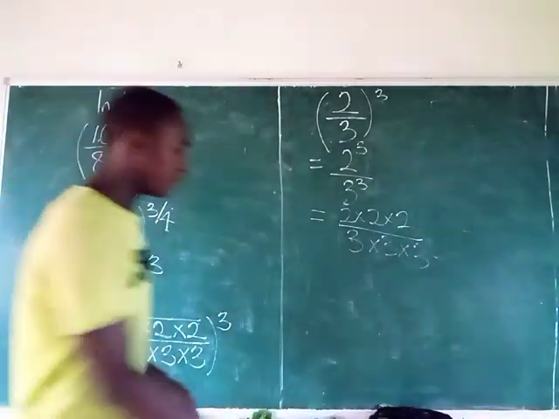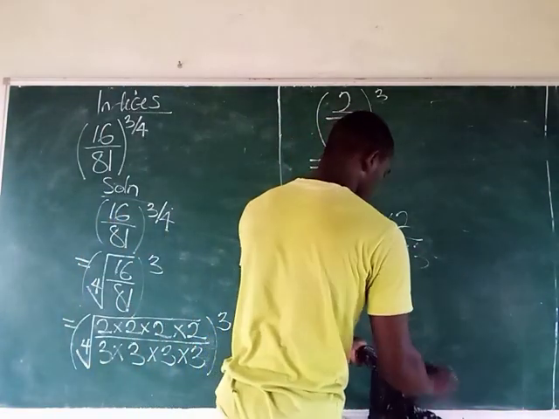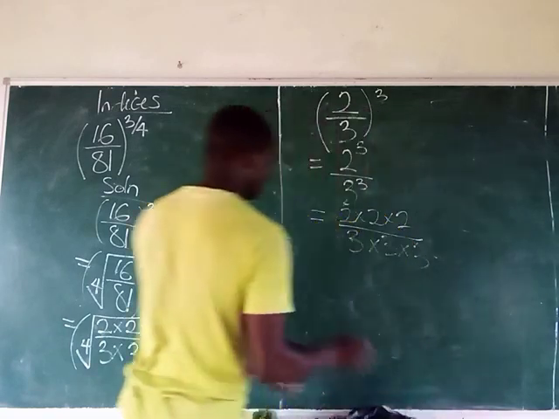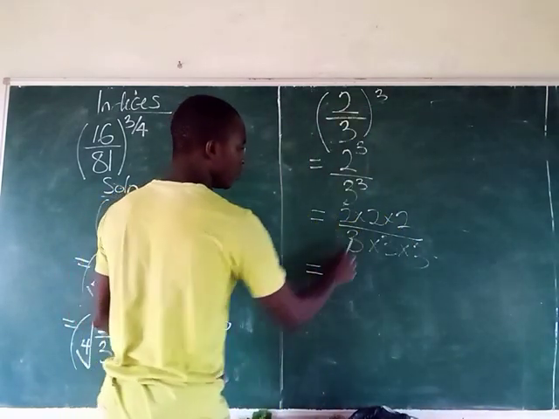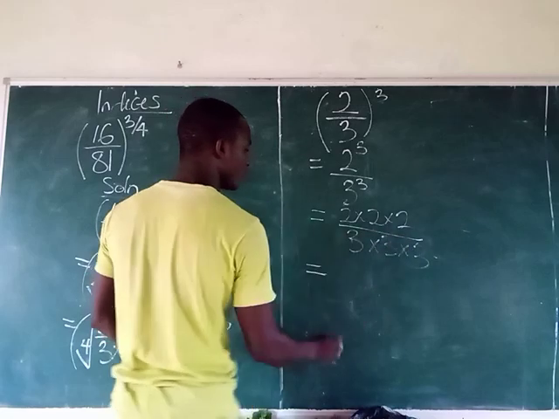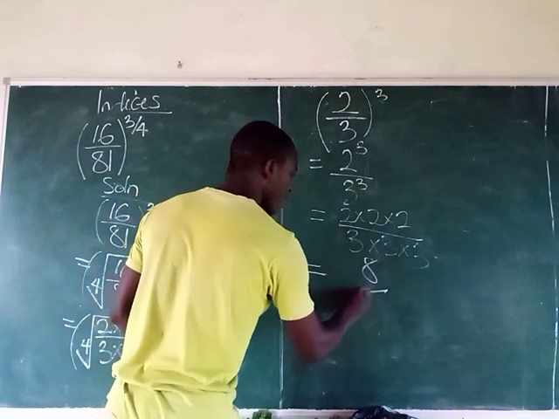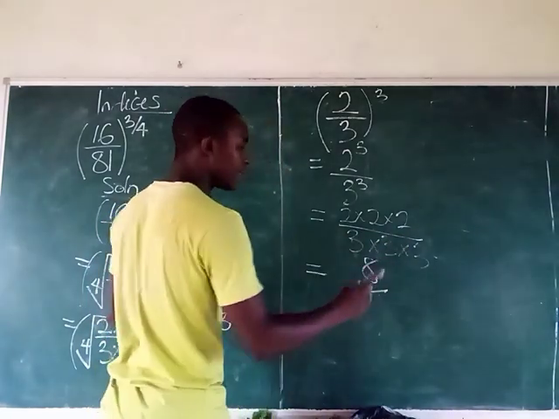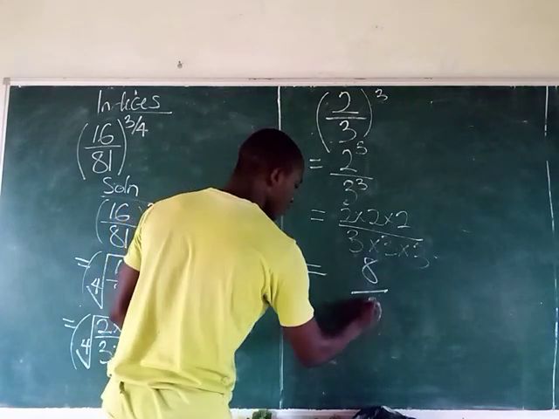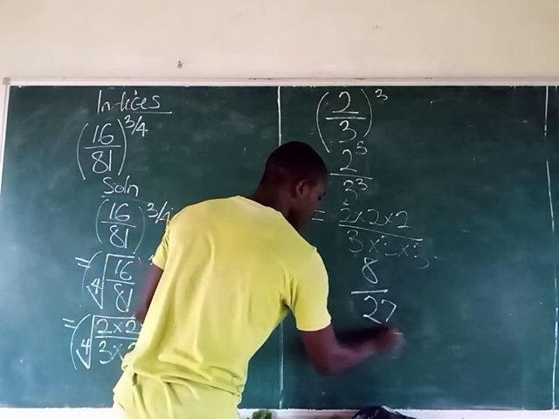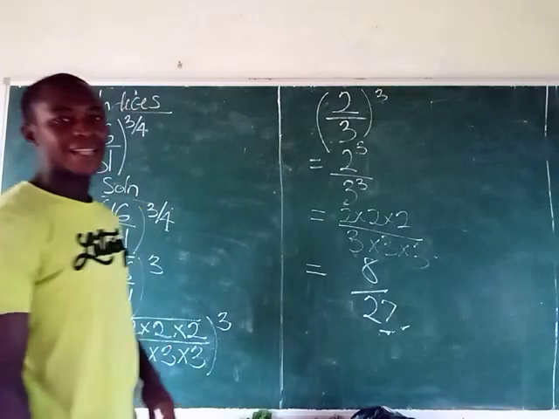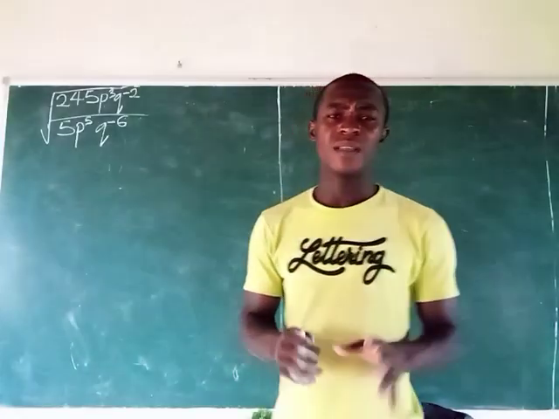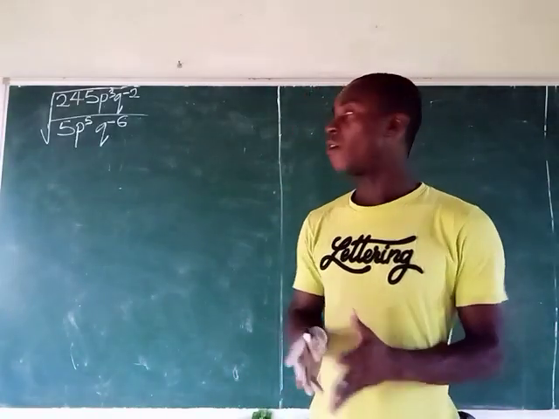And so that is equal to 2 times 2, 4. 4 times 2 is 8, over 3 times 3 is 9. 9 times 3 is 27. And so that is the answer in indices using the basic principles of indices.